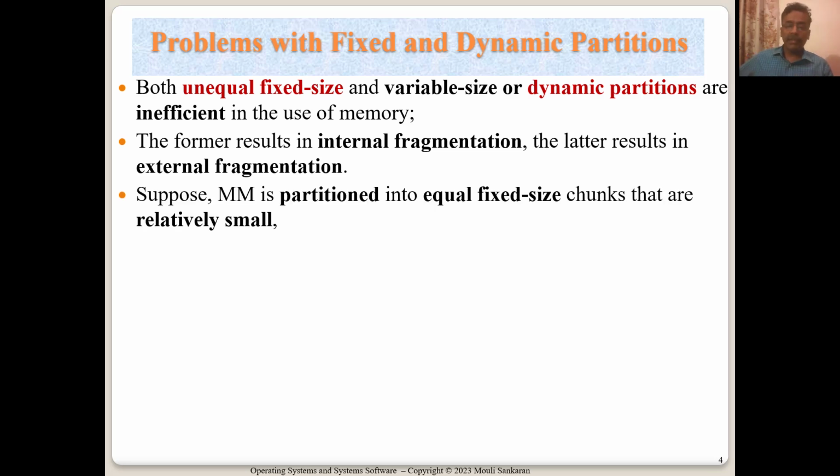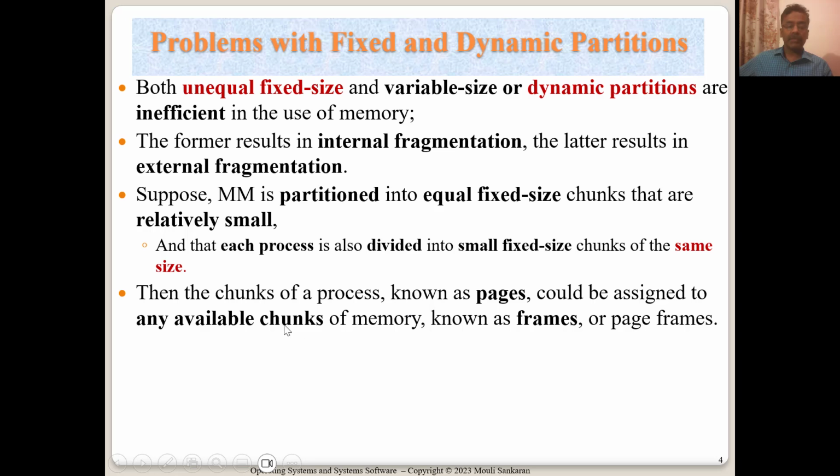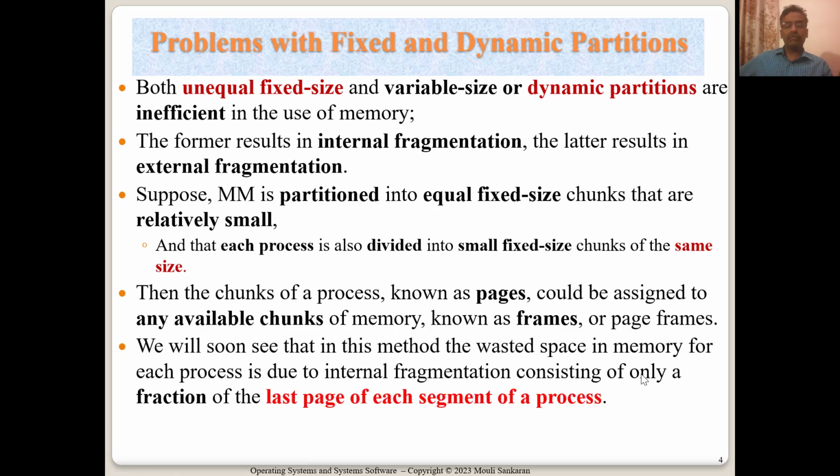So, with internal fragmentation and equal size chunks that are relatively small, each process is also divided into small fixed-size chunks of the same size. Then the chunks of the process, known as pages, could be assigned to any available chunks of memory, known as frames. We will soon see that the wasted space in memory for each process is due to internal fragmentation of the last page.